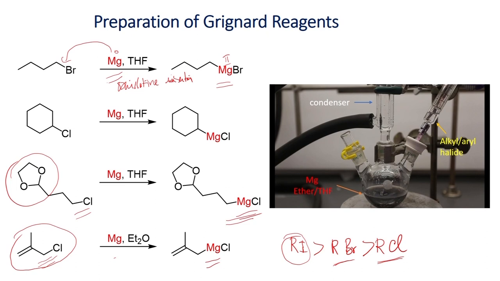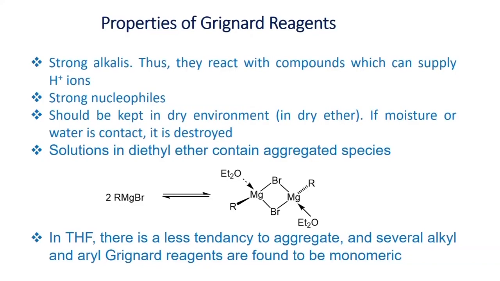Now, let us see the reaction of the Grignard reagent, which is one of the very important and powerful reagents in organic synthesis to make a carbon-carbon bond. Now, let us see some of the very common and important organic transformations using Grignard reagent. The properties of Grignard reagents are shown here.